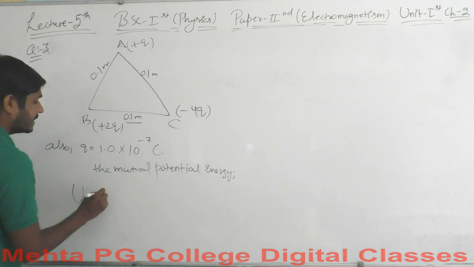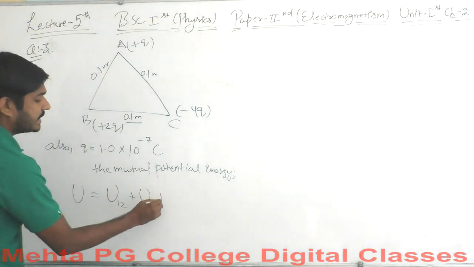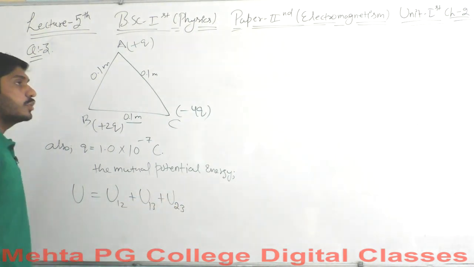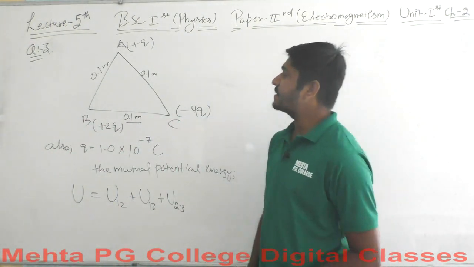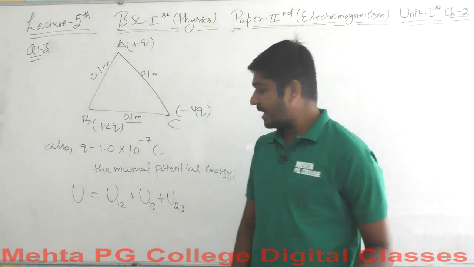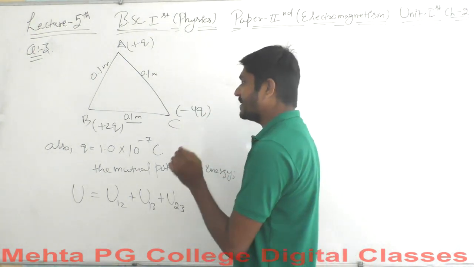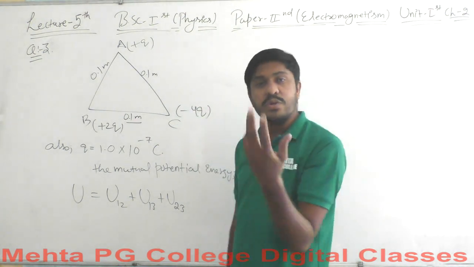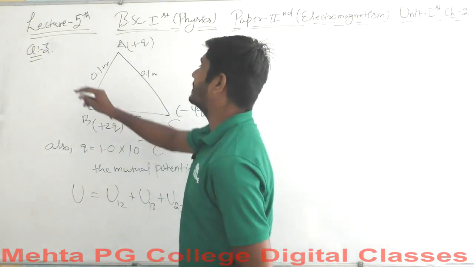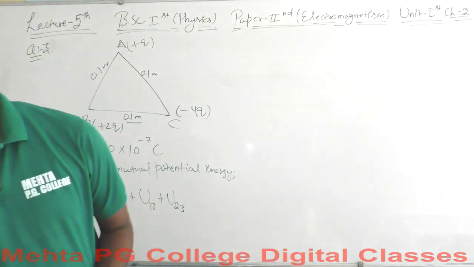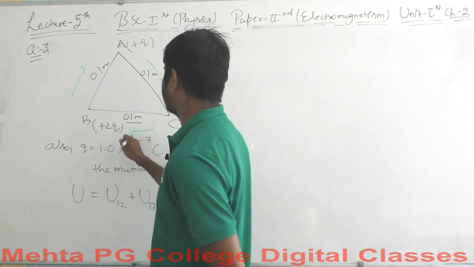Let's say this is the U here, and this should be U12 plus U13 plus U23. U12 means at point A due to point B, U13 means at point A due to point C, and U23 means at point B due to point C, or you can say at point C due to point B. That doesn't matter here. Let's say this has the directions, this one direction, this one direction, and this one direction too.